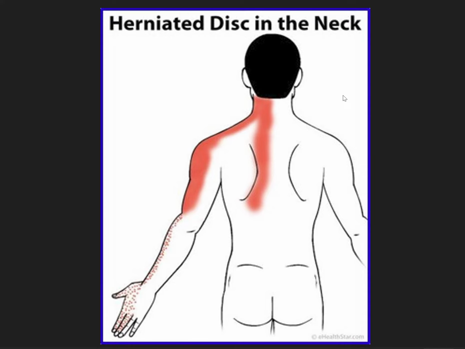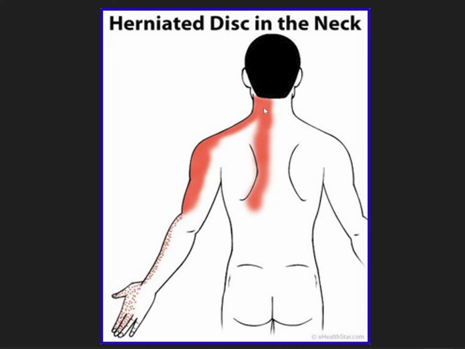The picture on the screen here is showing, in a colorized image, the common pain pattern of a herniated disc in the neck. Now there are multiple discs in the neck and the pain pattern can be a bit different on each one of them, but you'll get the general idea from looking at this disc, which is statistically the most common disc to be herniated, and the associated pain pattern.